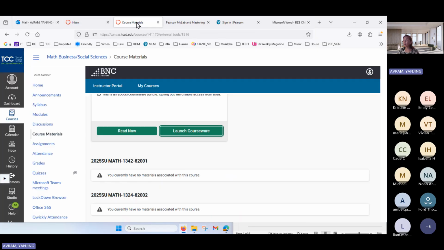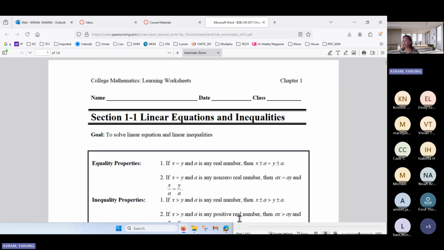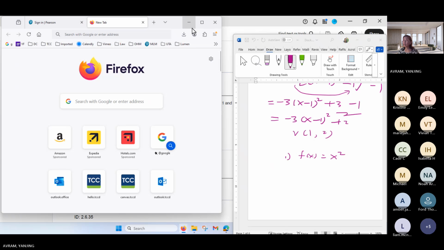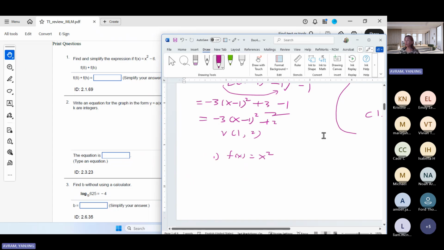Let me close some of this because there are too many tabs in here. Okay, so x squared minus 6, right? We need to find f of a, so for f of a, you just replace x by a, and then minus 6. So a squared is 64, minus 6, 64 minus 6 is 58, right?